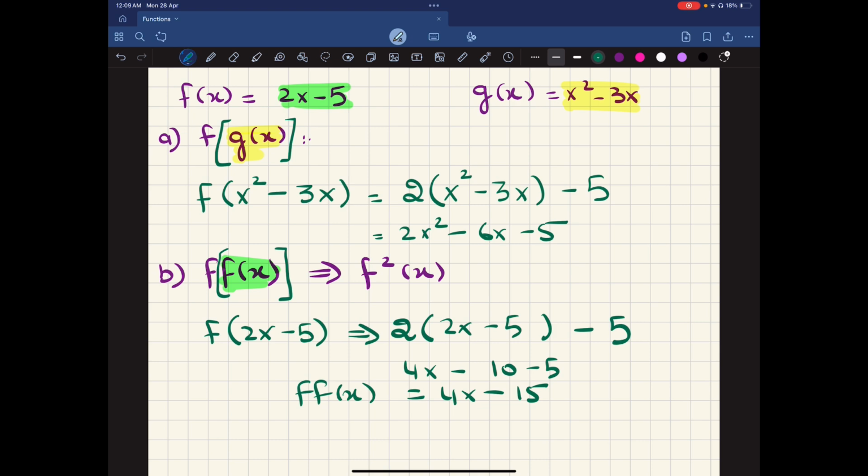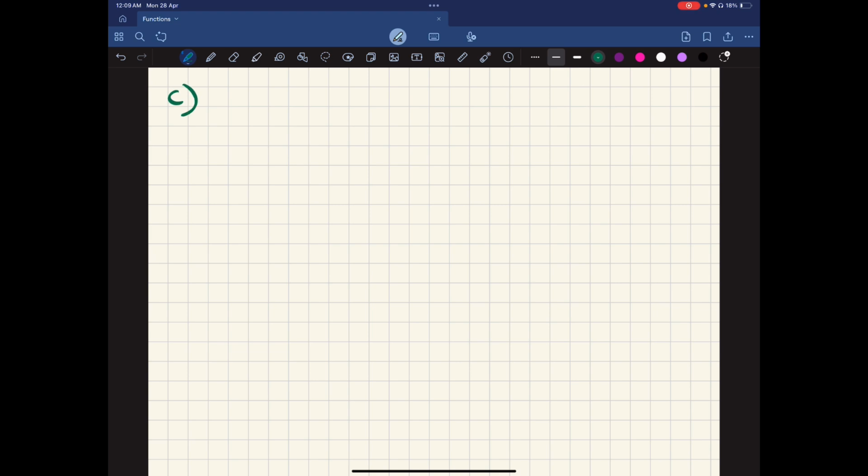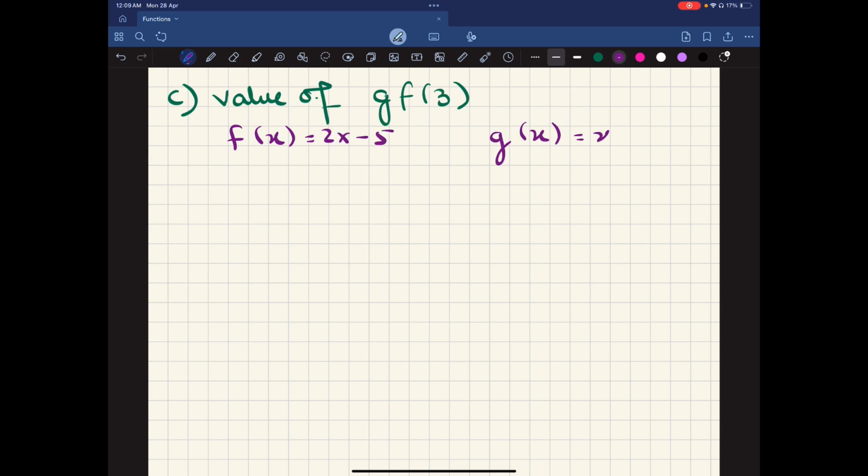Let's have a look at part C. Find the value of g of f of 3. So let's write down the functions first. f of x equals 2x minus 5. g of x was x squared minus 3x. So we need to find g of f of 3. We're first going to place our brackets.